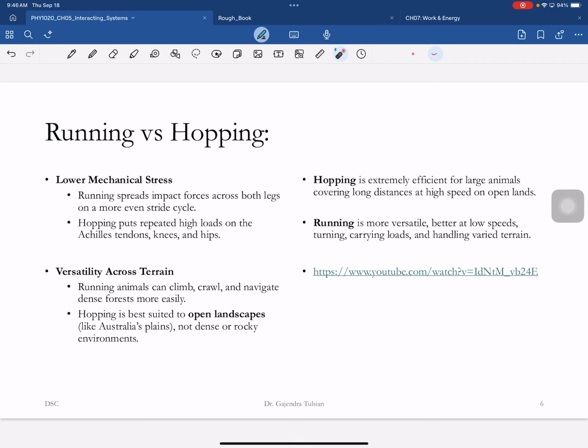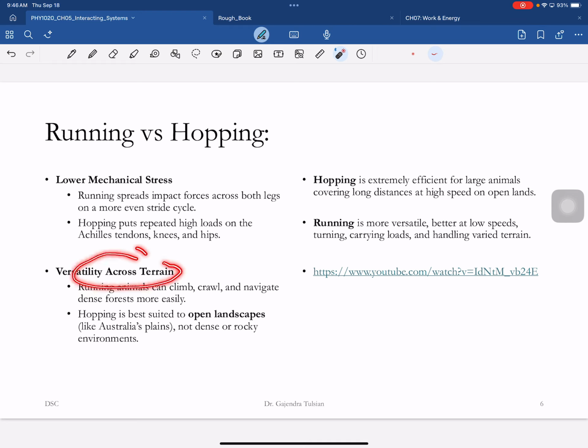Lower mechanical stress. When you walk and run, you're alternating weight transfer on your feet, and there's lower stress. Running spreads impact forces across both legs. In the next chapter, we'll see some of the forces that come into play when you're walking and running. Hopping puts repeated high loads on the Achilles tendon, knees, and hips.